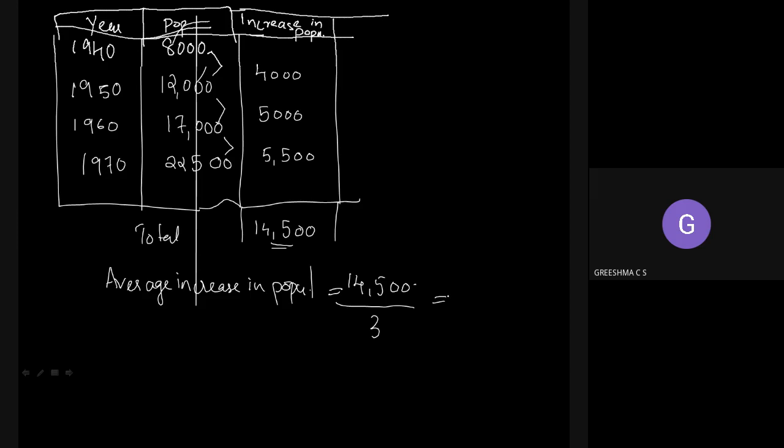From 1940 to 1970 is 30 years, and 30 years means 3 decades. One decade is 10 years. So you have to find the average of this increase in population for the 30 years. That is 14,500 divided by 3, and you will get 4,833. Are you getting all this?